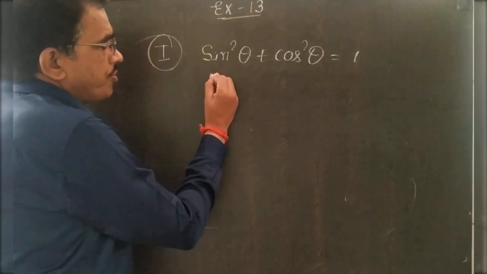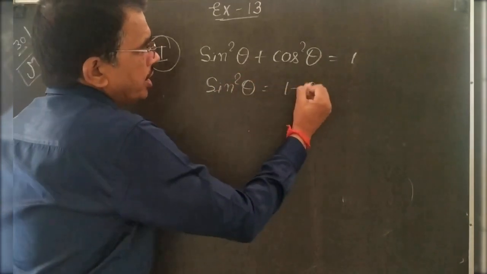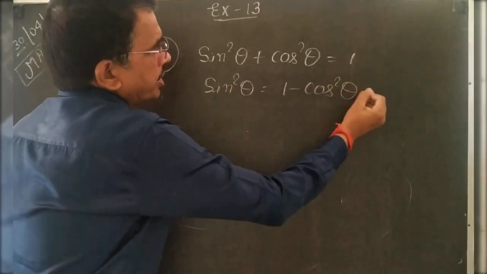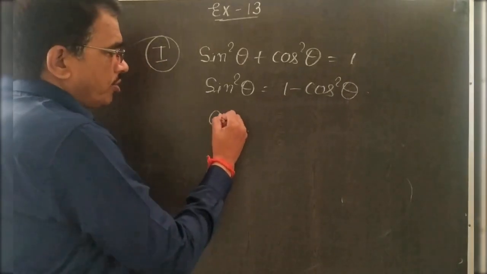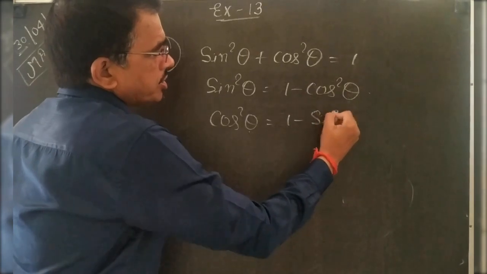From this identity, we write two formulas. First, what is sin square theta? It is 1 minus cos square theta. And what is cos square theta? It is equal to 1 minus sin square theta.